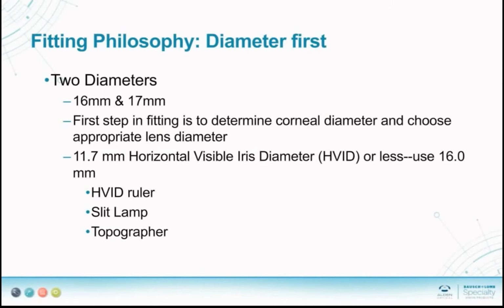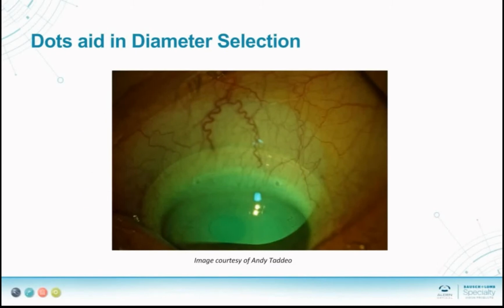When selecting the diameter of Zen Lens, it is helpful to begin by measuring the horizontal visible iris diameter. If the HVID is 11.7 millimeters or less, select the 16.0 millimeter design. Anything larger, use the 17 millimeter design. The visible iris diameter can be measured using an HVID ruler with the reticle on the slit lamp or directly from corneal topography. Dots mark the starting of the scleral lens landing zone. If the dots are found to be overlying the cornea, the larger lens diameter should then be selected.